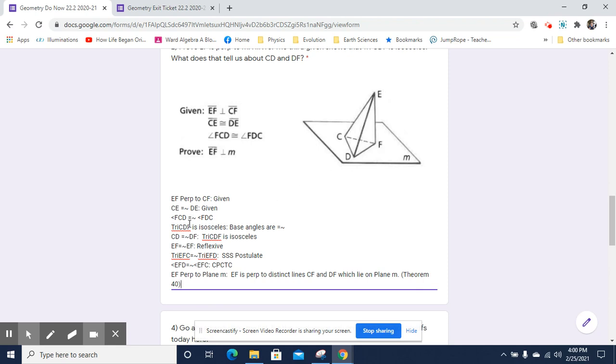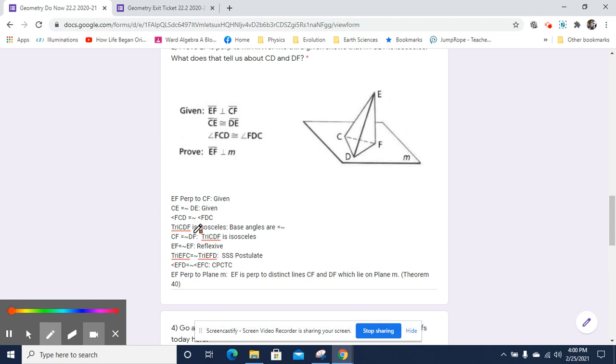Now, I'm going to go ahead and fix this. That should have said CF. And let's go ahead and label the heck out of this thing. So we know that that's a right angle. We also know that CE, this here, is congruent to this. And we know that this angle is congruent to this. This is all based on the givens.